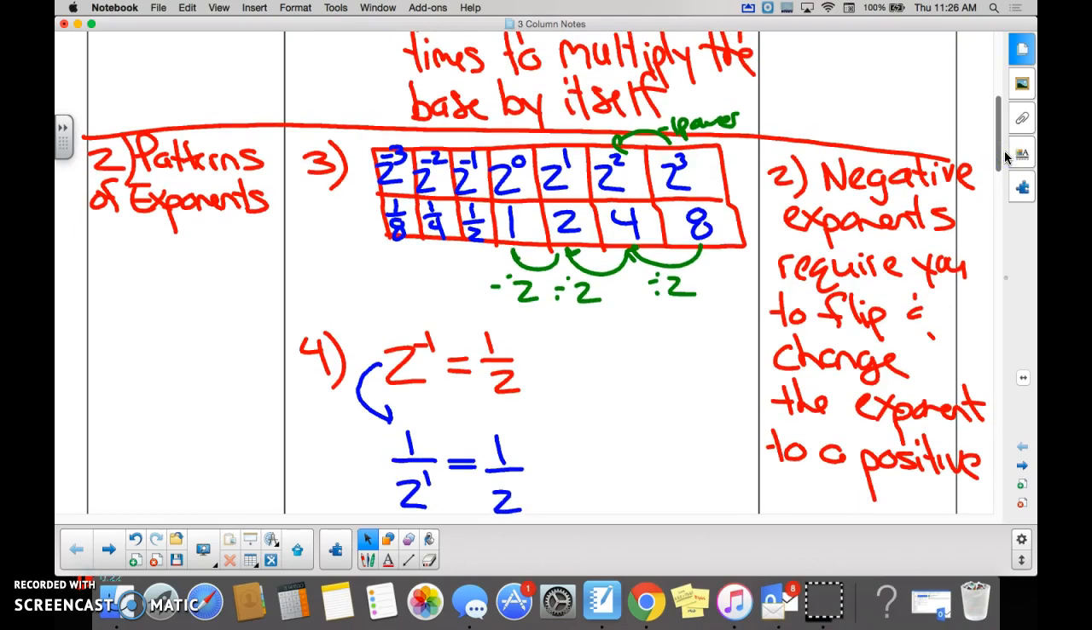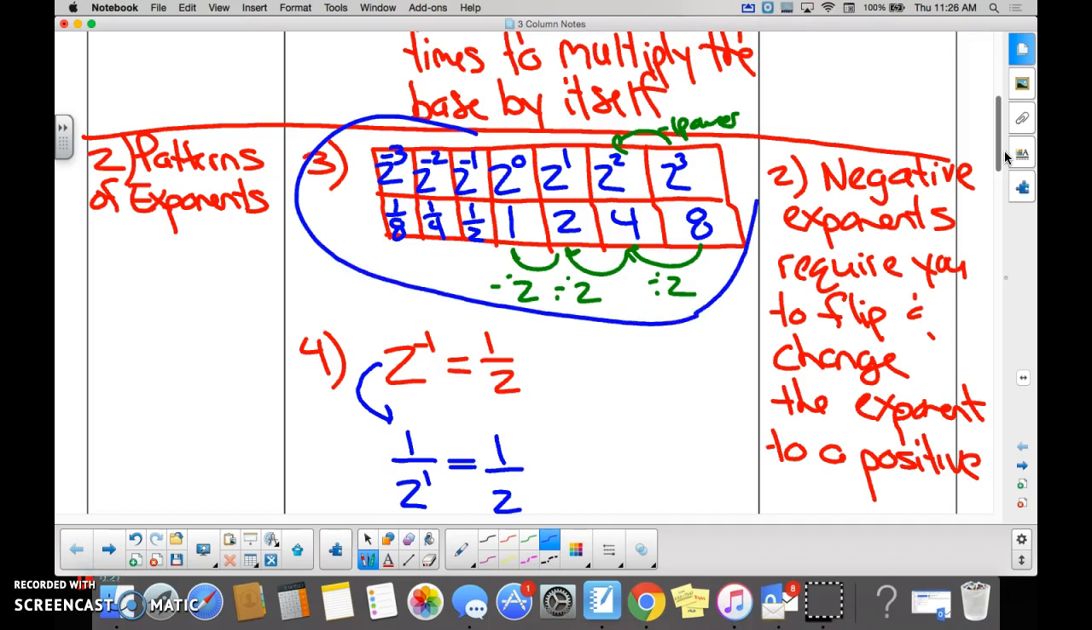Number 2, patterns of exponents, problem 3. This is a pretty valuable problem as far as proving that exponents definitely follow a pattern. If you'll recall this problem, we actually started over here with 2 to the 3rd. You guys told me it was what? 8. And then I dropped 1 power to 2 to the 2nd. You guys told me it was? 4. And then I dropped another power, and you guys told me it was? 2. And then I dropped another power, which brought us to the power of 0, and you told me the answer was? 1.